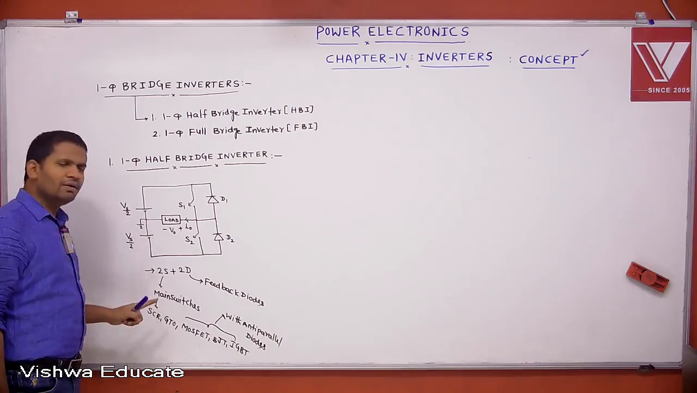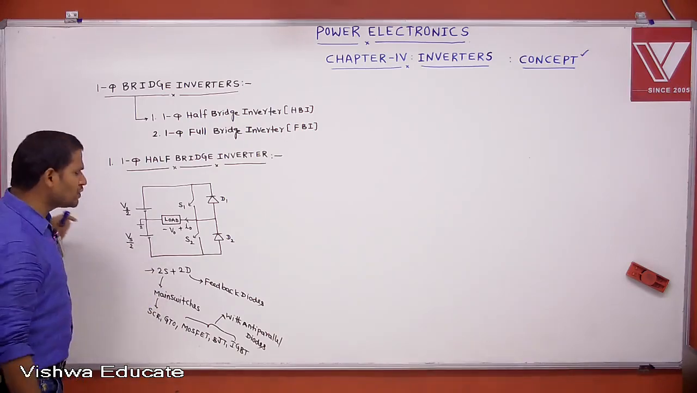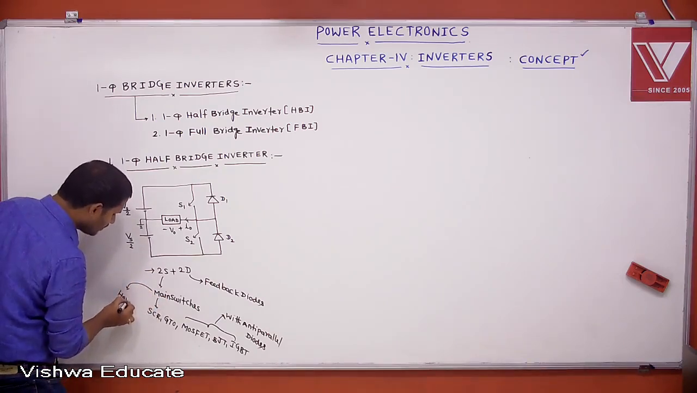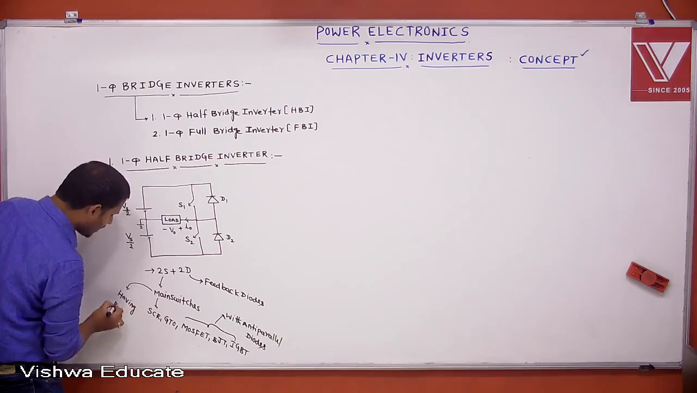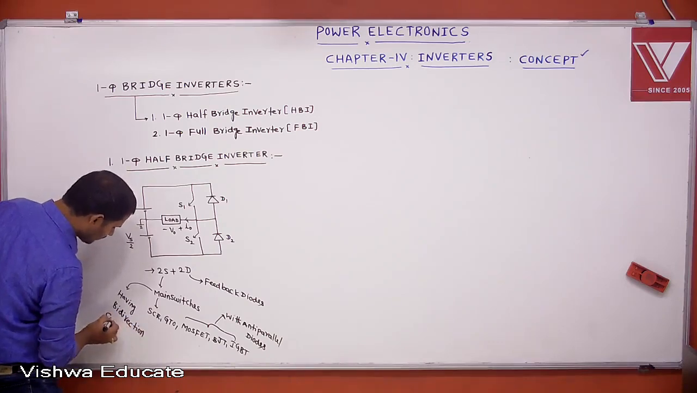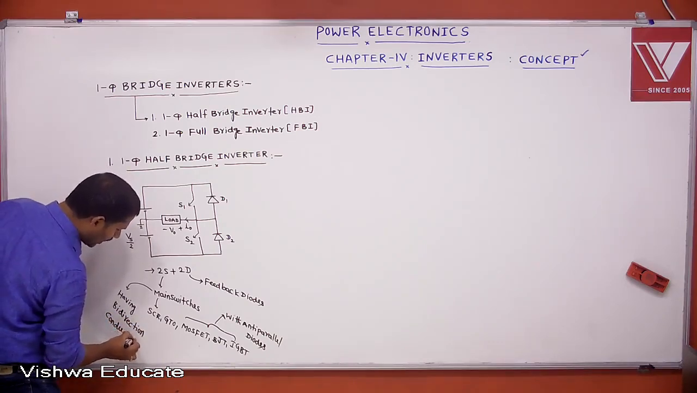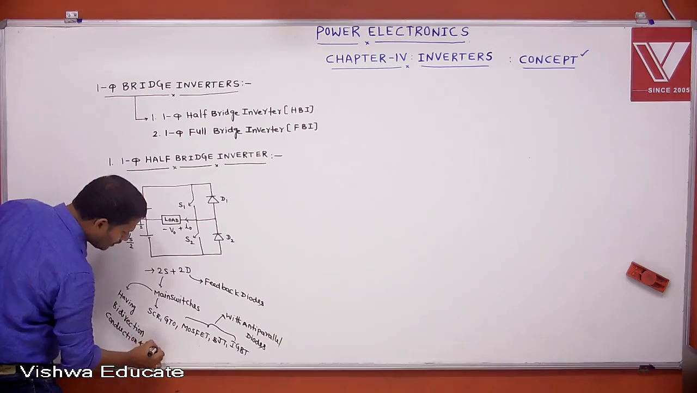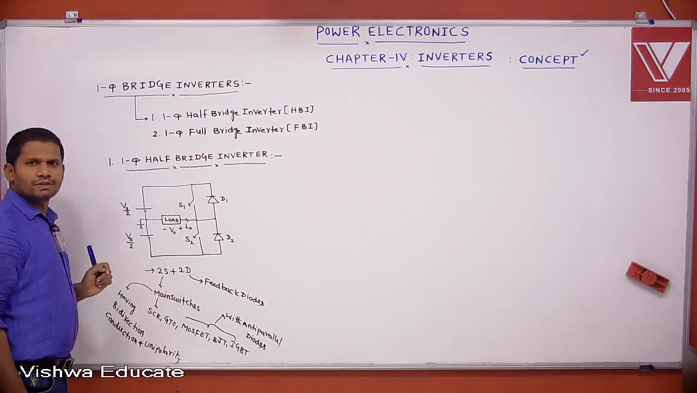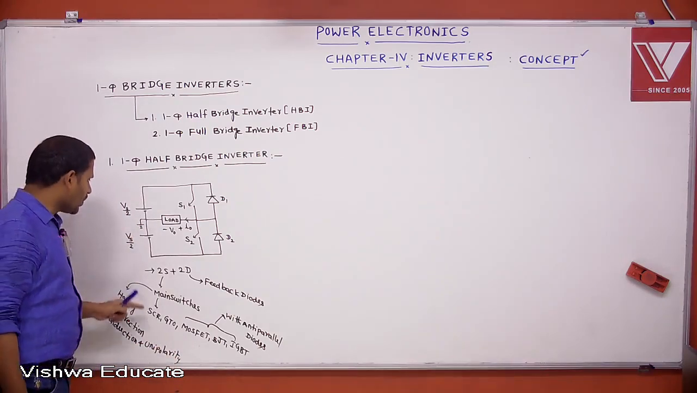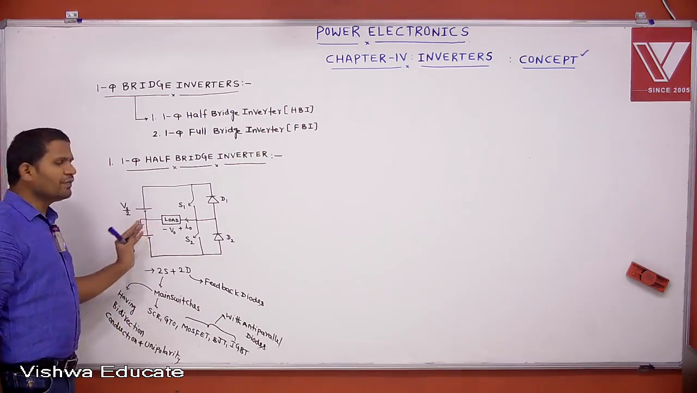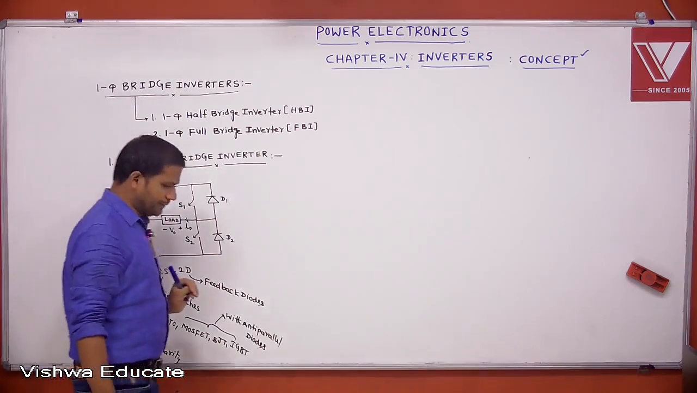But simply remember which switches are selected in voltage source inverter: the main switches having bidirectional conduction capability and unipolarity. These are used as switches. Because it is which inverter? Voltage source inverter.